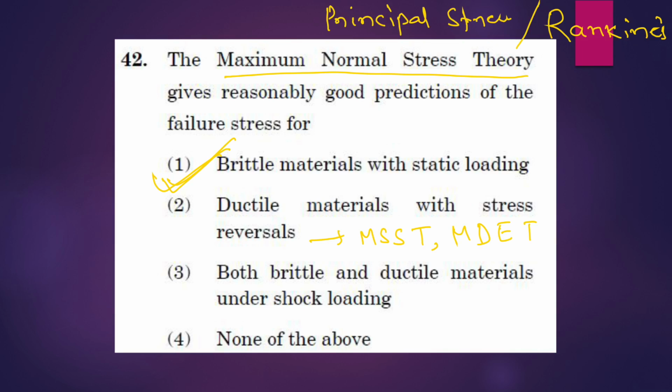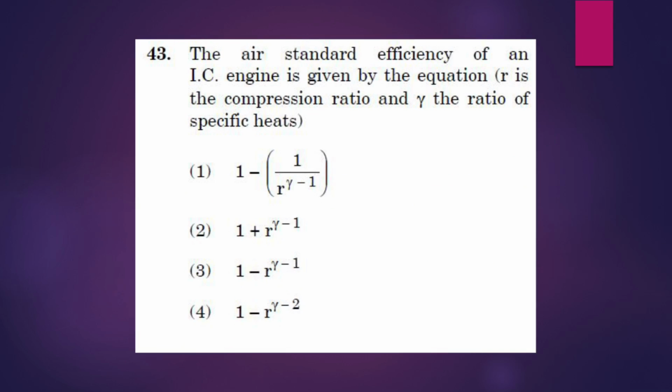The air standard efficiency of an IC engine is given by the equation, R is the compression ratio and gamma is the ratio of specific heats. So air standard efficiency is 1 minus 1 by compression ratio to the power gamma minus 1. So this is your answer. Ideal efficiency or air standard efficiency.